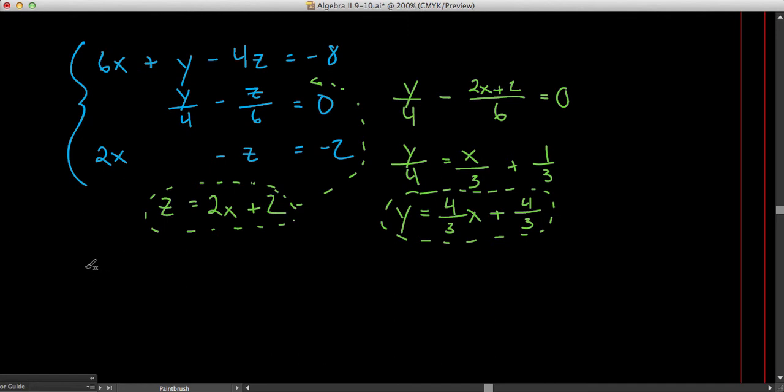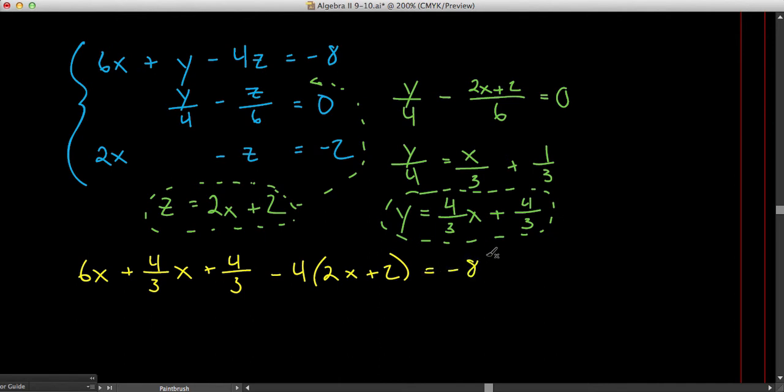So if I do that, I'm left with 6x plus 4/3 x plus 4/3 minus 4 times the quantity 2x plus 2 equals negative 8. All right, so now we have this really long equation that we can start solving for x, combining like terms.